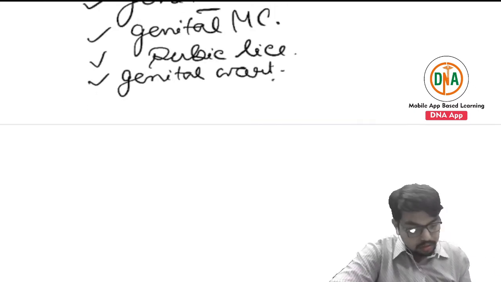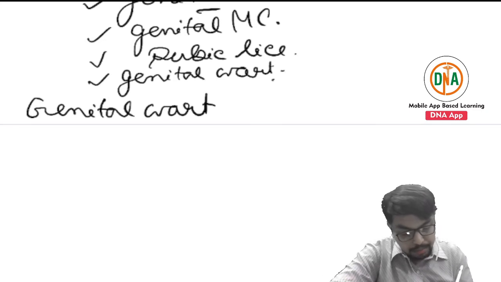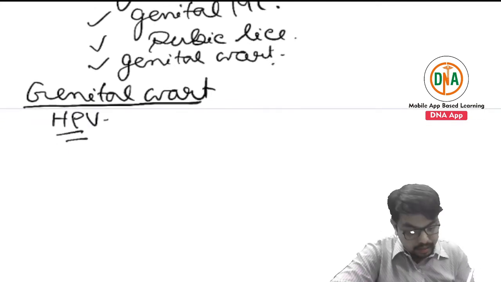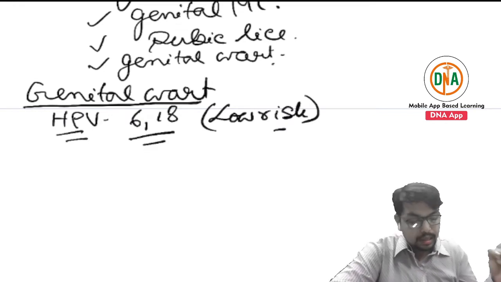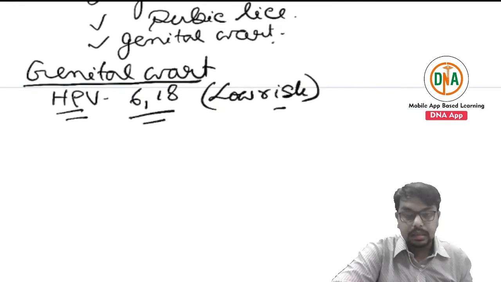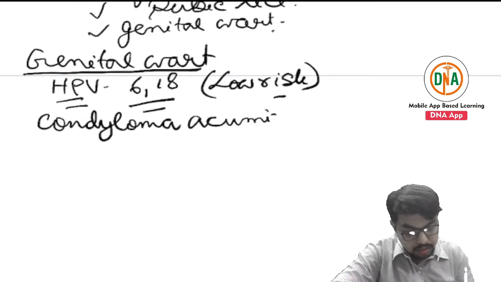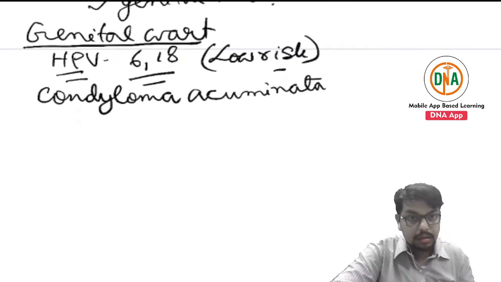Okay, so genital wart. Genital wart is caused by human papilloma virus, HPV. Okay, HPV type 6 and 18 are associated with genital wart formation. They are a low risk variety, that is, not commonly associated with the genital malignancies. Okay, they are also known as condyloma acuminata, because they are pointed lesions, not flat like condyloma lata. Okay, that is the lesion of secondary syphilis.